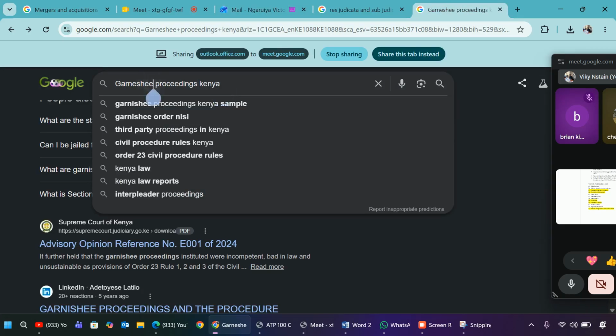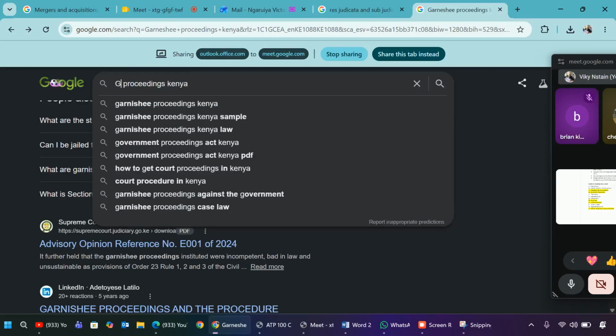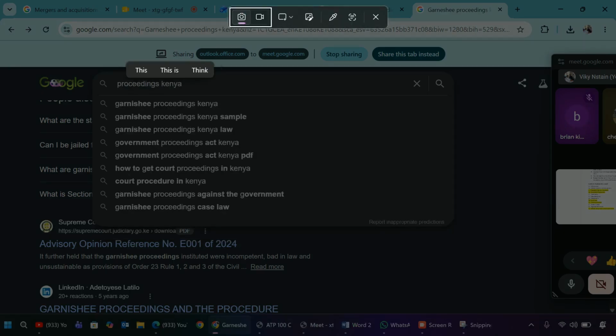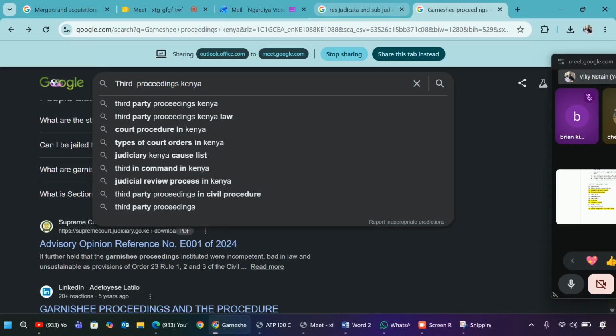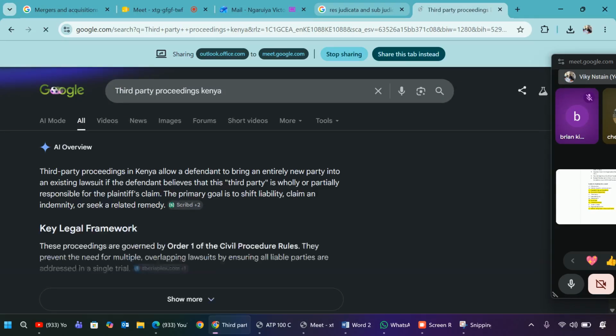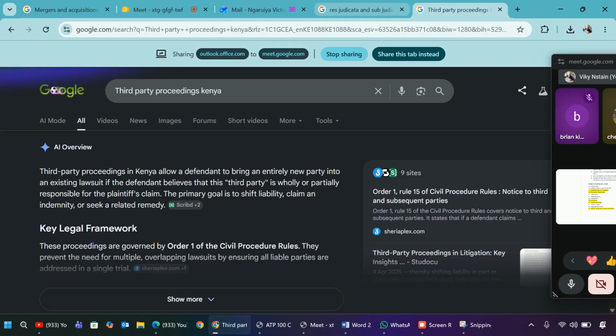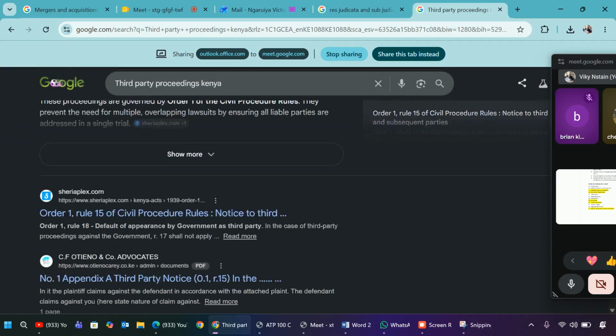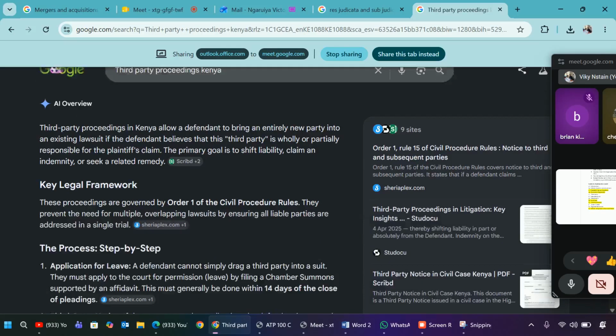What are third-party proceedings in Kenya? How do you distinguish between third-party proceedings and representative suits? In third-party proceedings, you have to seek leave of court to serve the third-party notice. In representative suits, you must serve the persons whom you intend to represent.